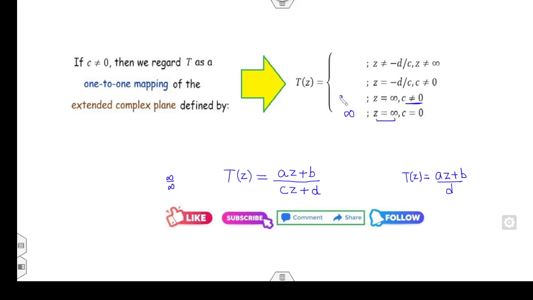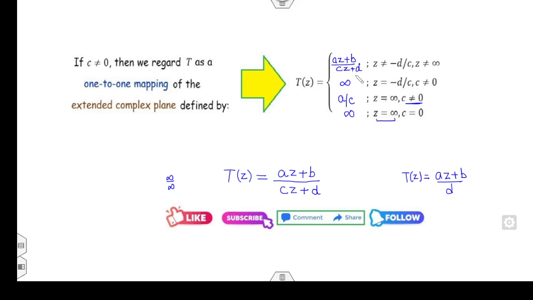You can apply the L'Hopital rule. That value becomes a over c. Whenever z is equal to minus d over c, if you substitute z equal to minus d over c, the answer is infinity. Whenever z is not equal to minus d over c and z is not infinity, the answer remains the same, (az + b)/(cz + d).